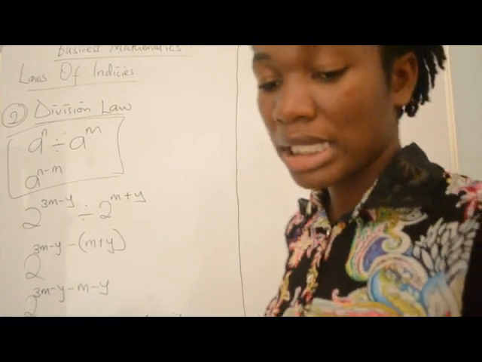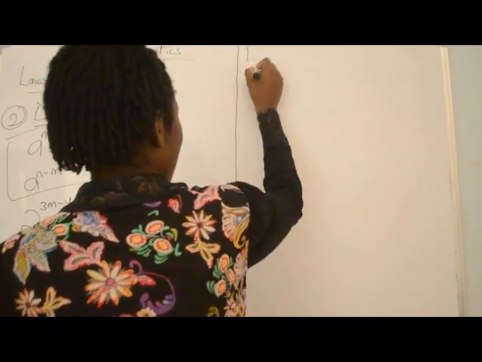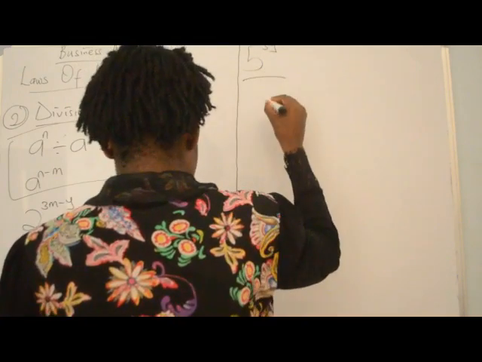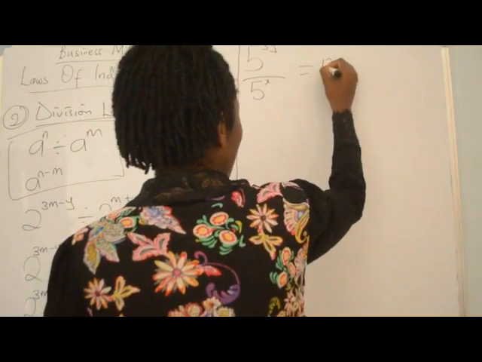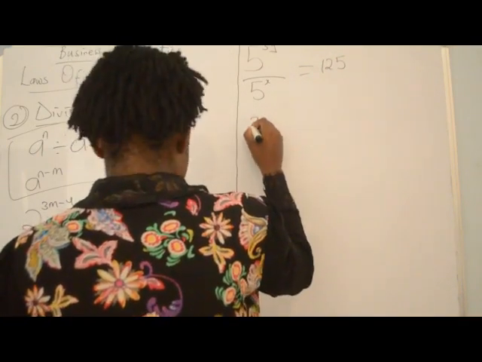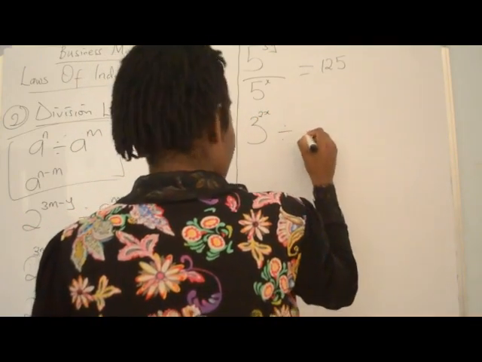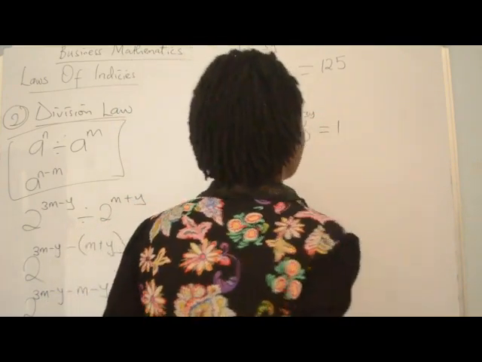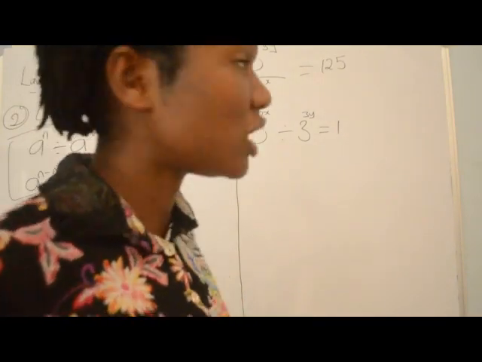We have that 5 raised to power 3y divided by 5 raised to power x is equal to 125, and we also have that 3 raised to power 2x divided by 3 raised to power 3y is equal to 1. We are asked to find the value of x and y respectively.